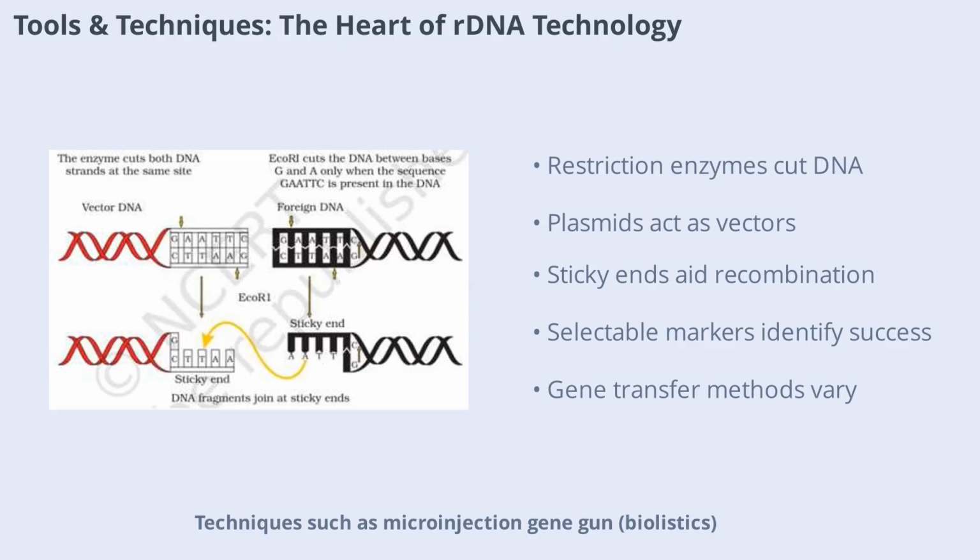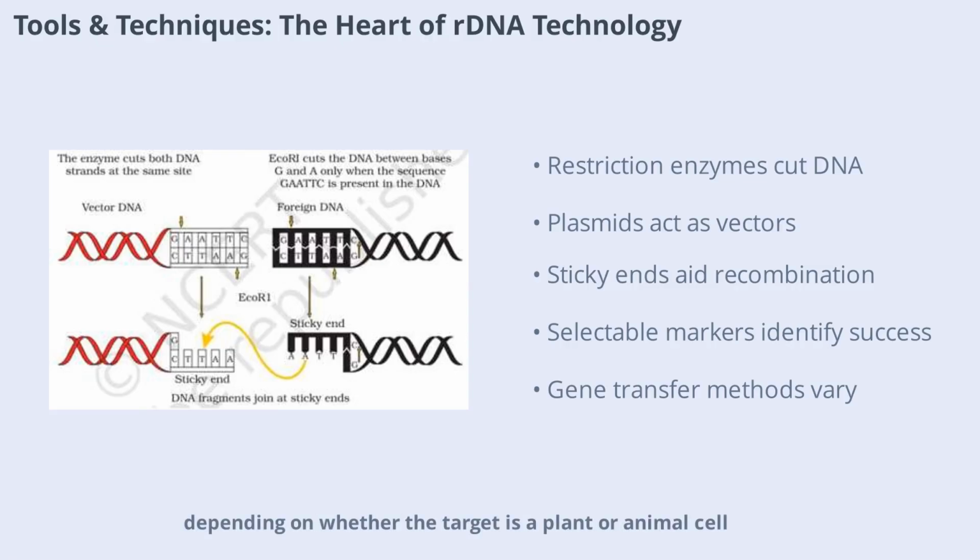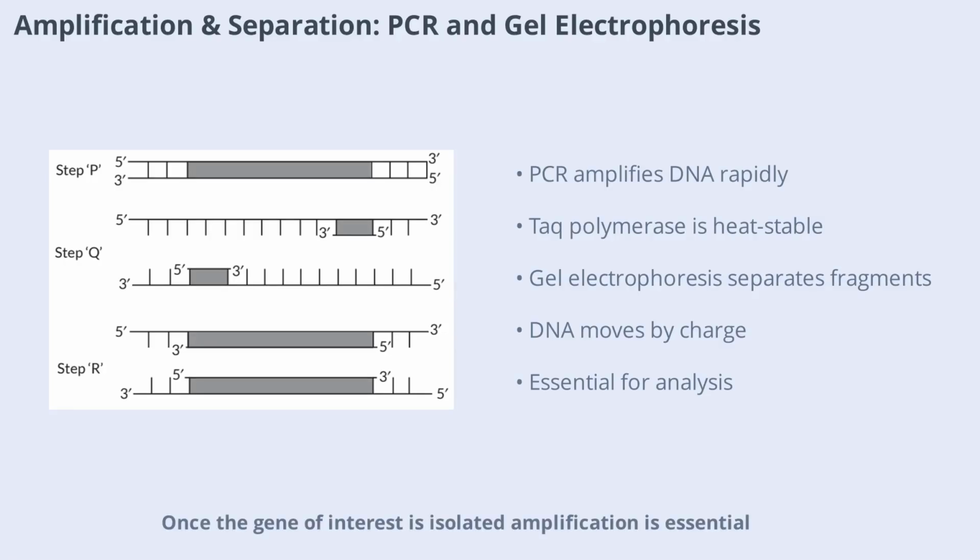Techniques such as microinjection, gene gun biolistics, and heat shock are used to transfer recombinant DNA into host cells. Each method has its own advantages, depending on whether the target is a plant or animal cell. These tools and techniques form the backbone of genetic engineering, enabling scientists to create new genetic combinations for research and practical applications. Once the gene of interest is isolated, amplification is essential.